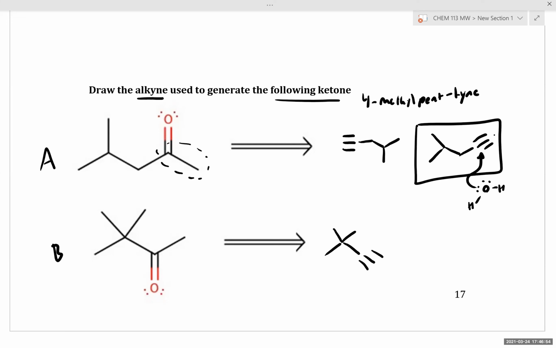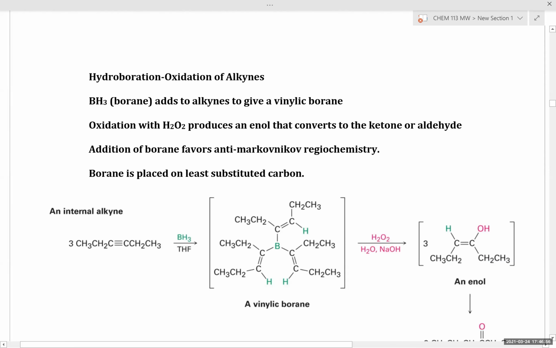Perfect. So let's talk about an important complementary reaction to mercury catalyzed hydration of alkynes, which is hydroboration oxidation of alkynes. This is a useful method to prepare both aldehydes and the least substituted ketone. So borane adds to alkynes to give a vinylic borane. Oxidation with hydrogen peroxide produces an enol that converts to the ketone or aldehyde.